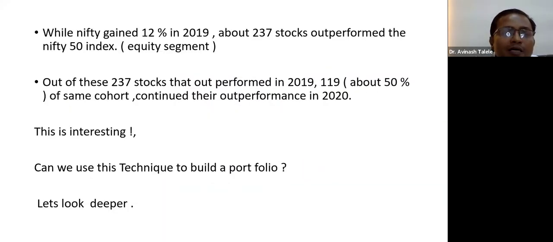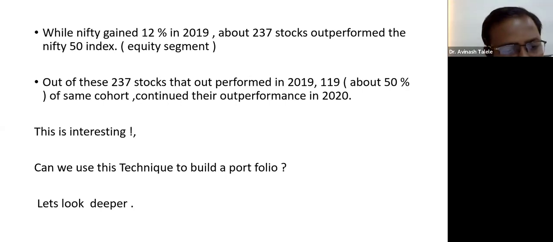So coming to the data, while Nifty gained 12% in 2019, around 237 stocks outperformed the Nifty index. I'm talking about the equity segment. Out of these 237 stocks that outperformed in 2019, 119, that is more than 50% of this cohort, continued to outperform in 2020. Now, this is interesting. So if we find outperforming stocks in 1 year, half of them continue that in the second year. So the momentum continues, as we've seen with Newton's first law.